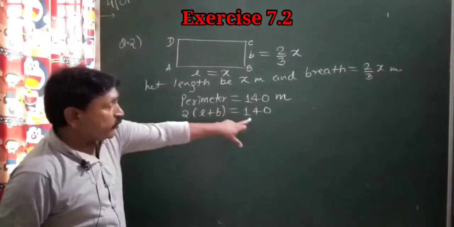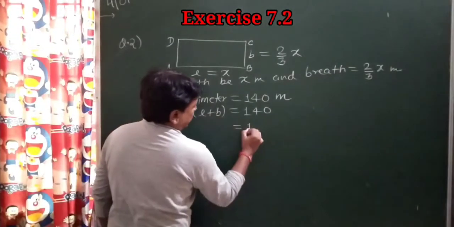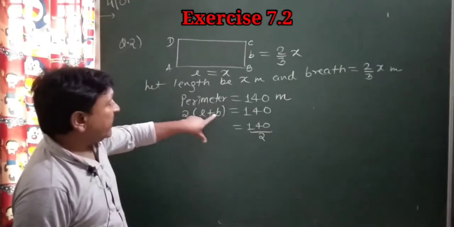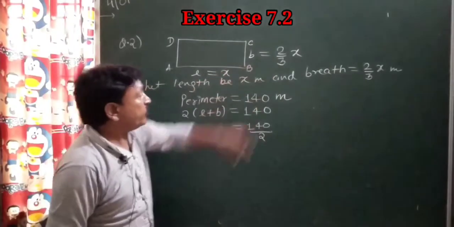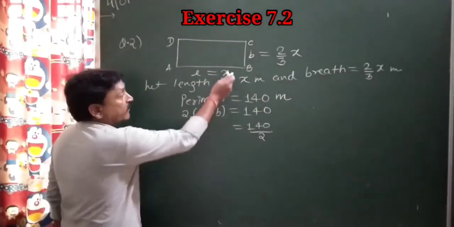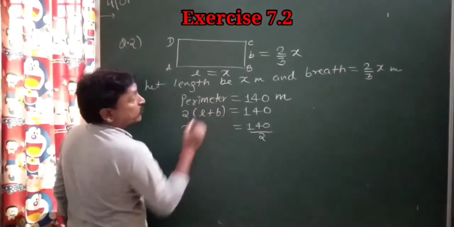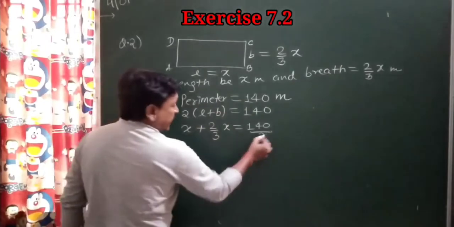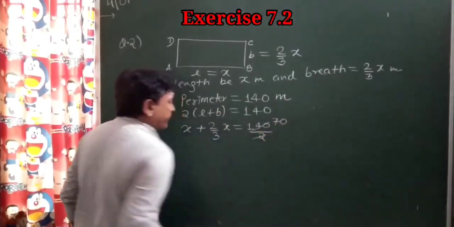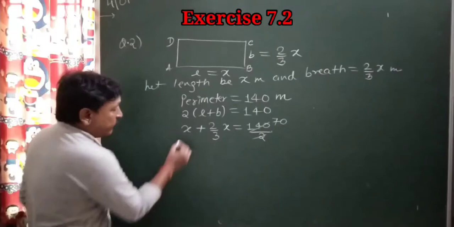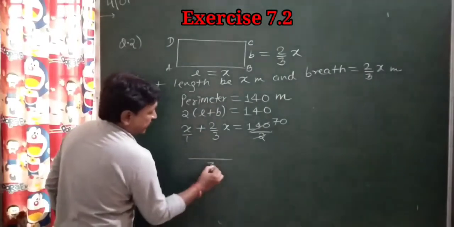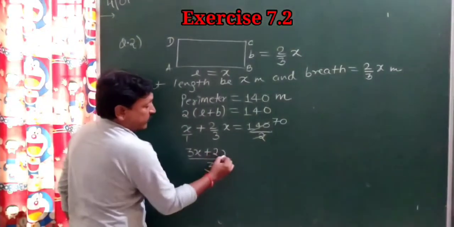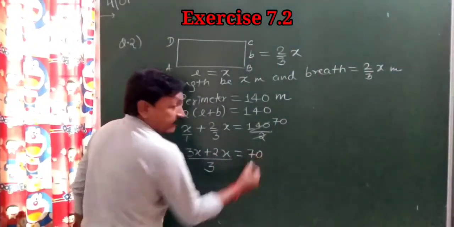Can 2 be transposed to the right hand side? Yes. 140 upon 2, and here in place of L and B we have to use their values. So the values are, in place of L it will come x, in place of B it will come 2/3 x. So it is clear, here we can solve it, 70, and in the left hand side we have to take the LCM. So just take the LCM. It will become 3x plus 2x is equal to 70.